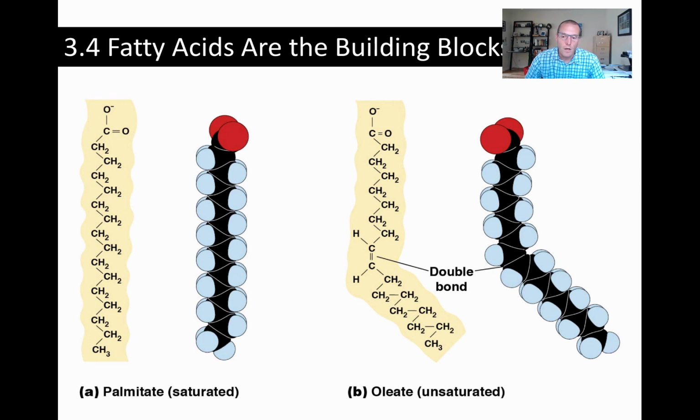You are going to find trans double bonds as well, so you will hear about trans fats. They're pretty rare in nature. You don't find them commonly in cells, but they're made artificially when people make margarines and that kind of thing. Those are the bad fats, which are associated with heart disease and that kind of thing.